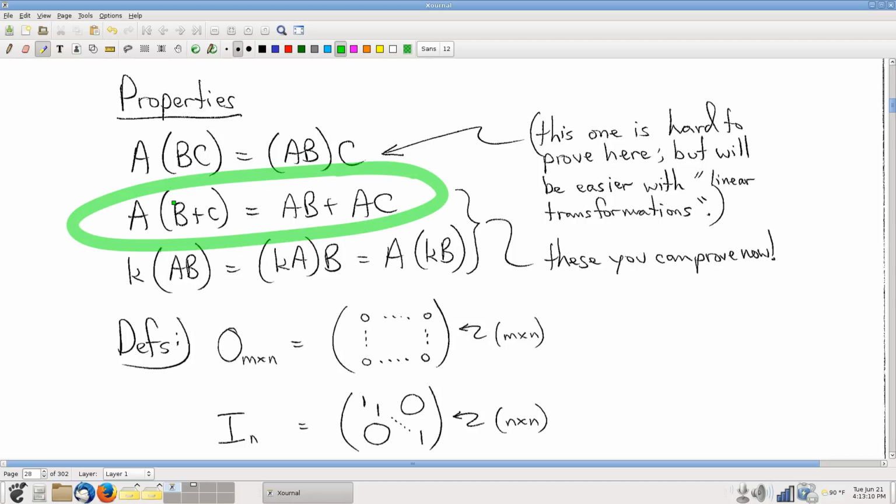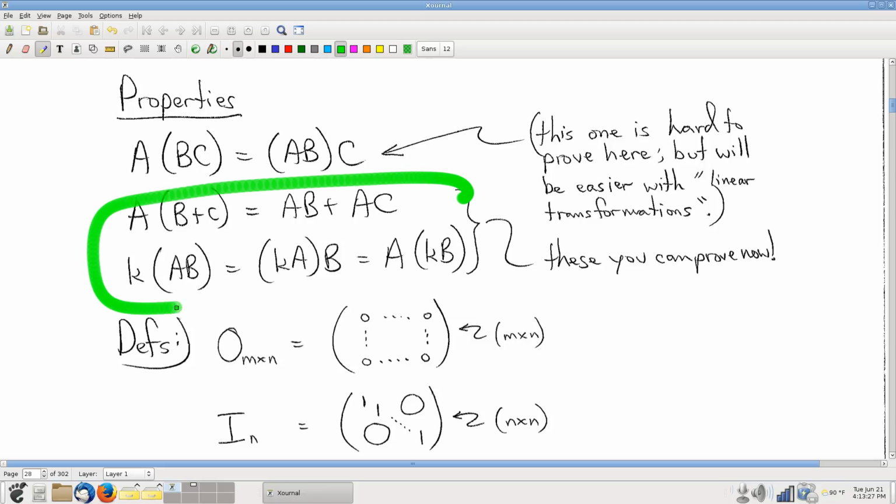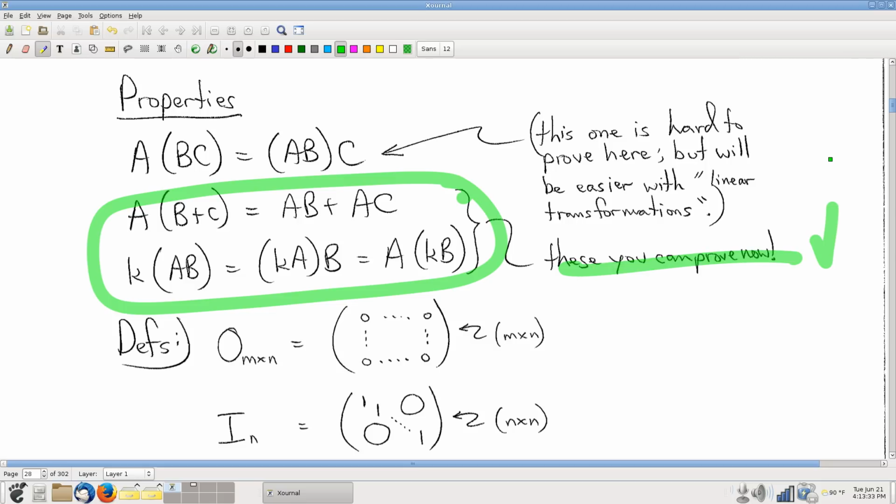This is what you might call a distributivity property, and this is what you might call a scalar associativity property, because again, you can move the parentheses about with a scalar multiplication in the mix. So these two properties, again, they look pretty good on the page, and seem like they might be reasonable. These you can go ahead and prove now. You have all the tools at your disposal to be able to do those proofs. Those would be good exercises, things to work out for yourself.